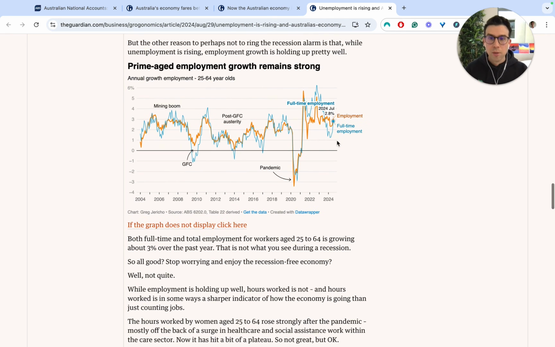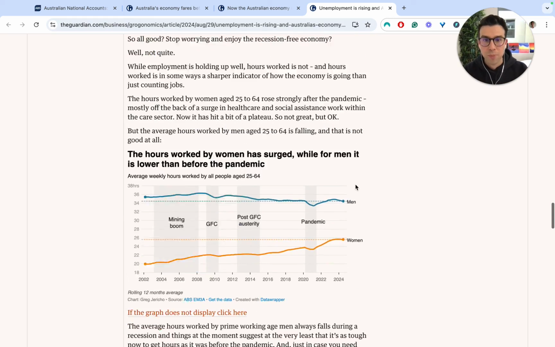Now note, you can see that prime age employment remains strong, so there is some real positive here overall, which indicates again that maybe this is a more complex picture.